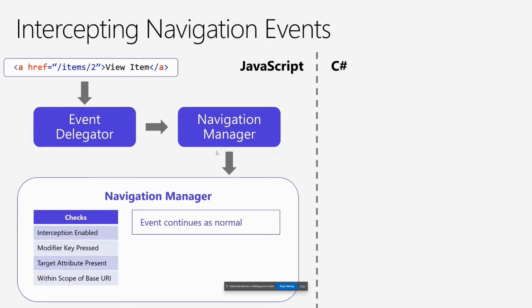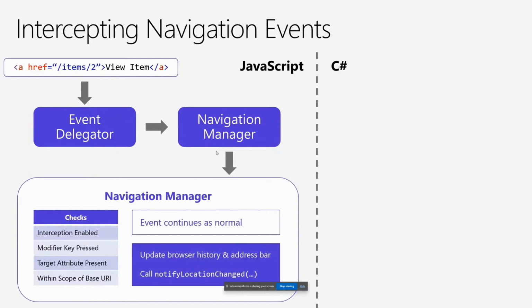Right. However, if all the checks are good, then a couple of things happen at that point. The navigation manager is going to update the browser history, and it's also going to update the address bar. This is going to give the real feel of an actual page navigation here, because obviously, we're in a single page application. We're not really moving anywhere. But by doing this, it allows all of the normal browser functions to work as you'd expect. So the forward and back buttons, for example, will still work in a single page application framework like Blazor because of what this is doing.